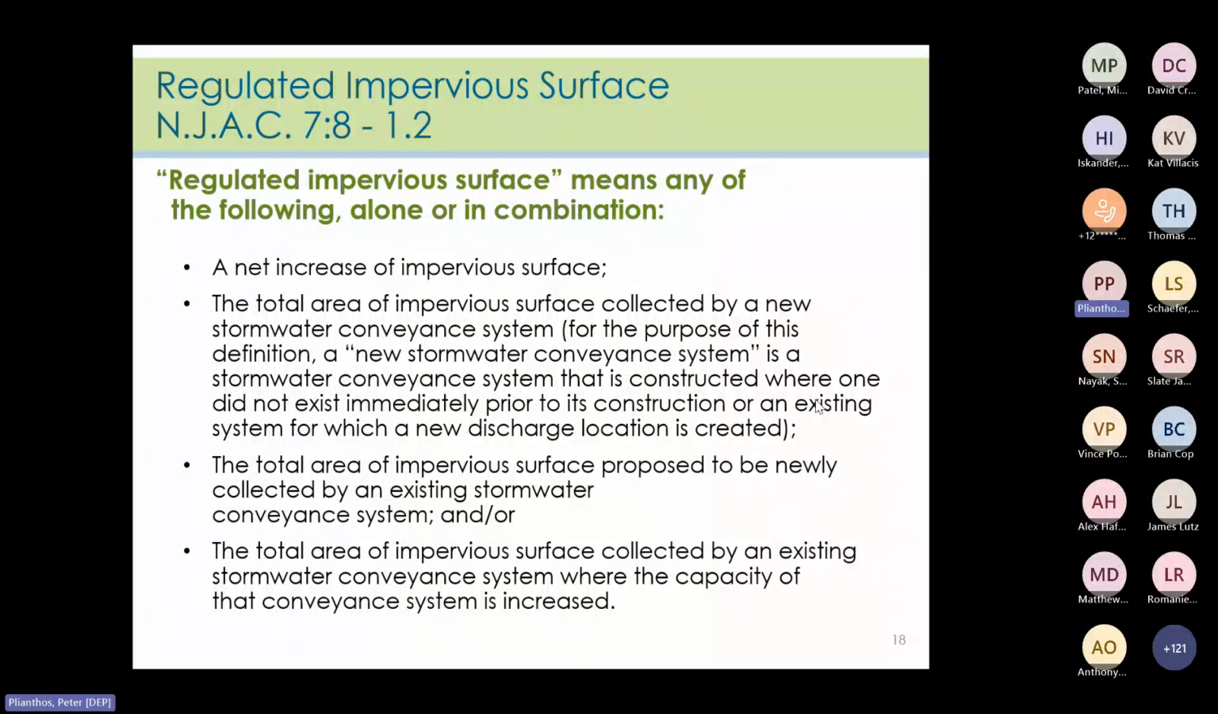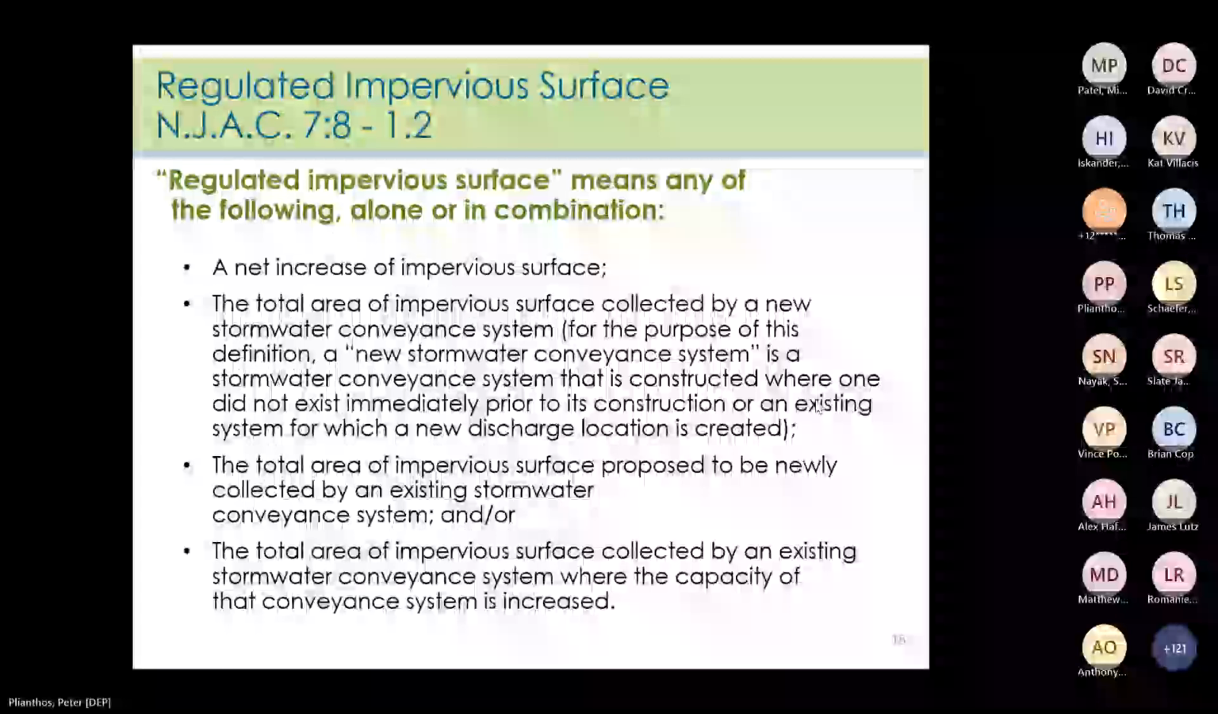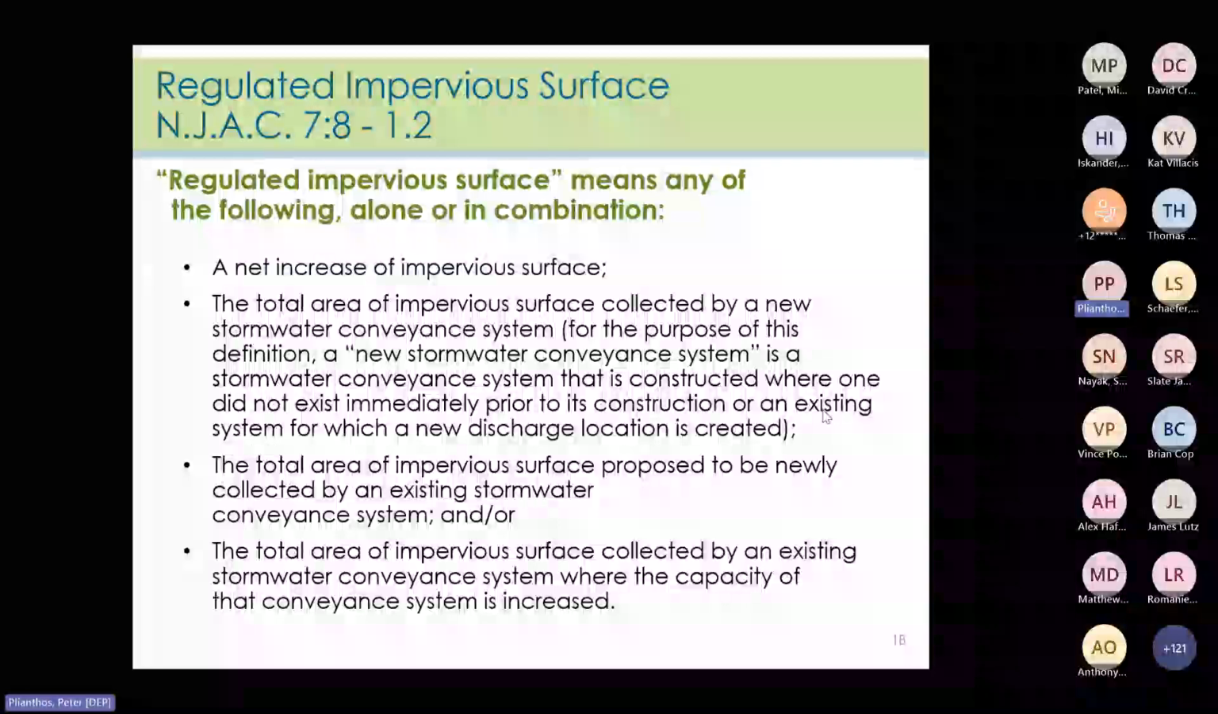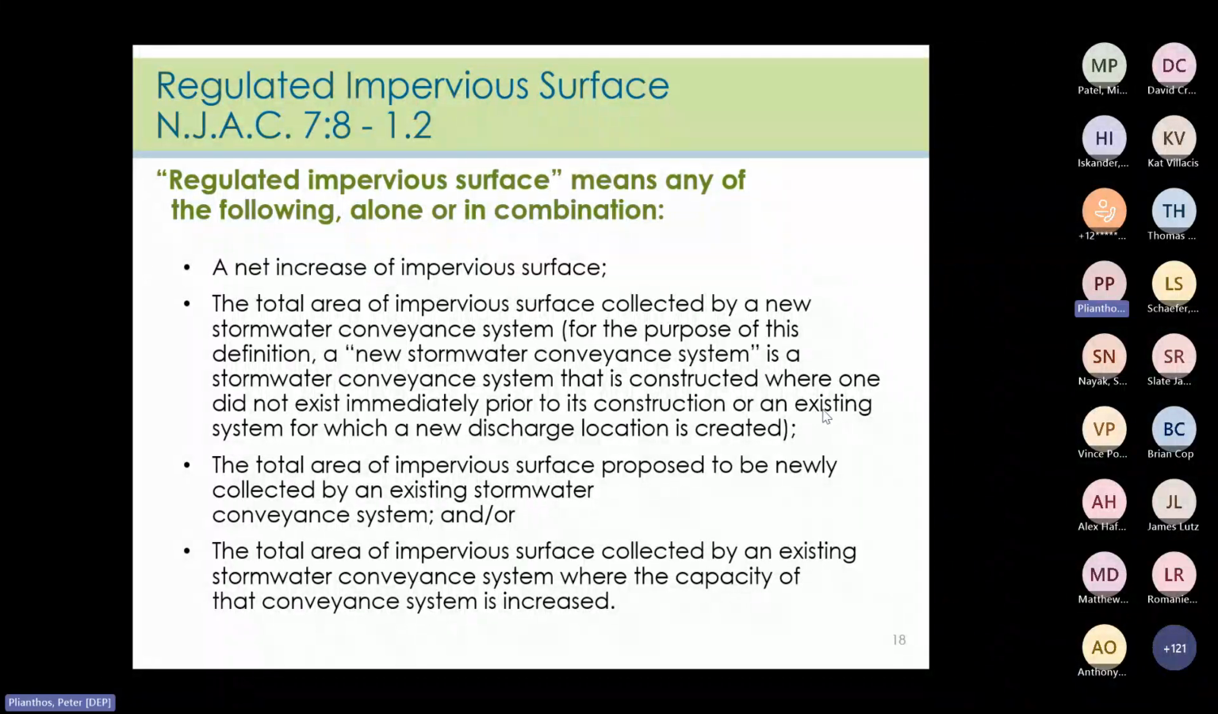A regulated impervious surface means any of the following, alone or in combination. 1, a net increase of impervious surface. 2, the total area of impervious surface collected by a new stormwater conveyance system. 3, the total area of impervious surface proposed to be newly collected by an existing stormwater conveyance system. And/or 4, the total area of impervious surface collected by an existing stormwater conveyance system where the capacity of that conveyance system is increased.